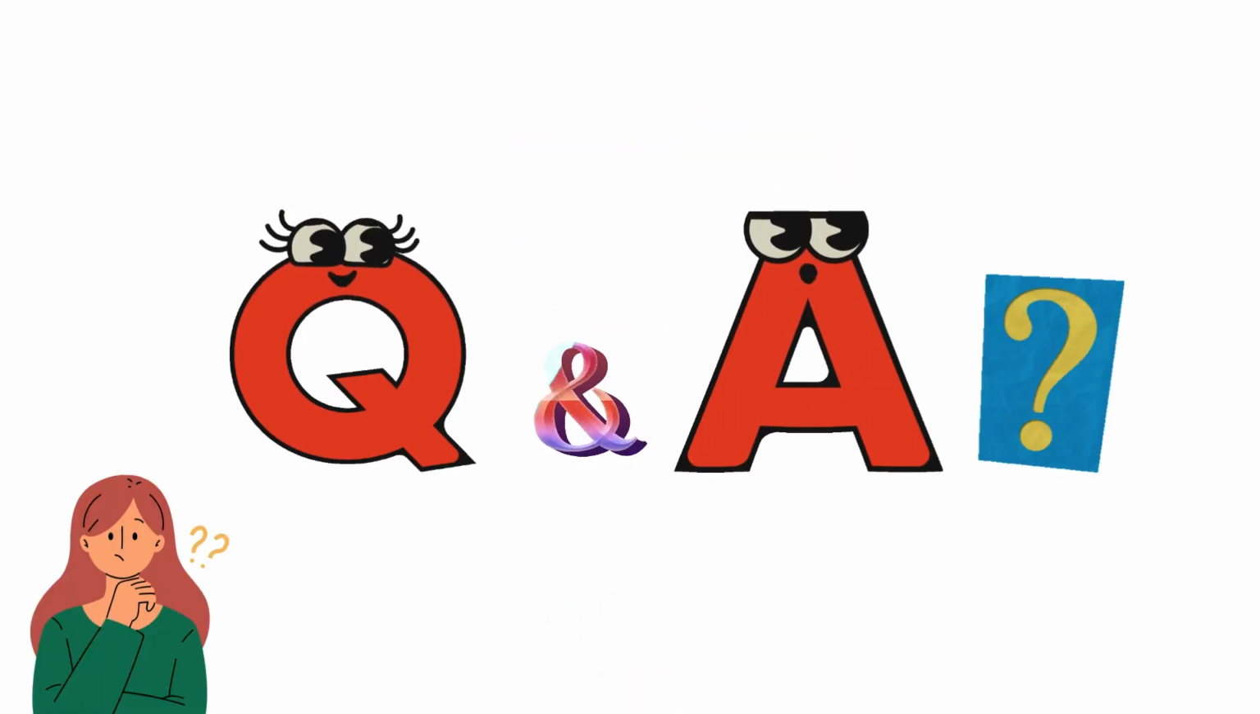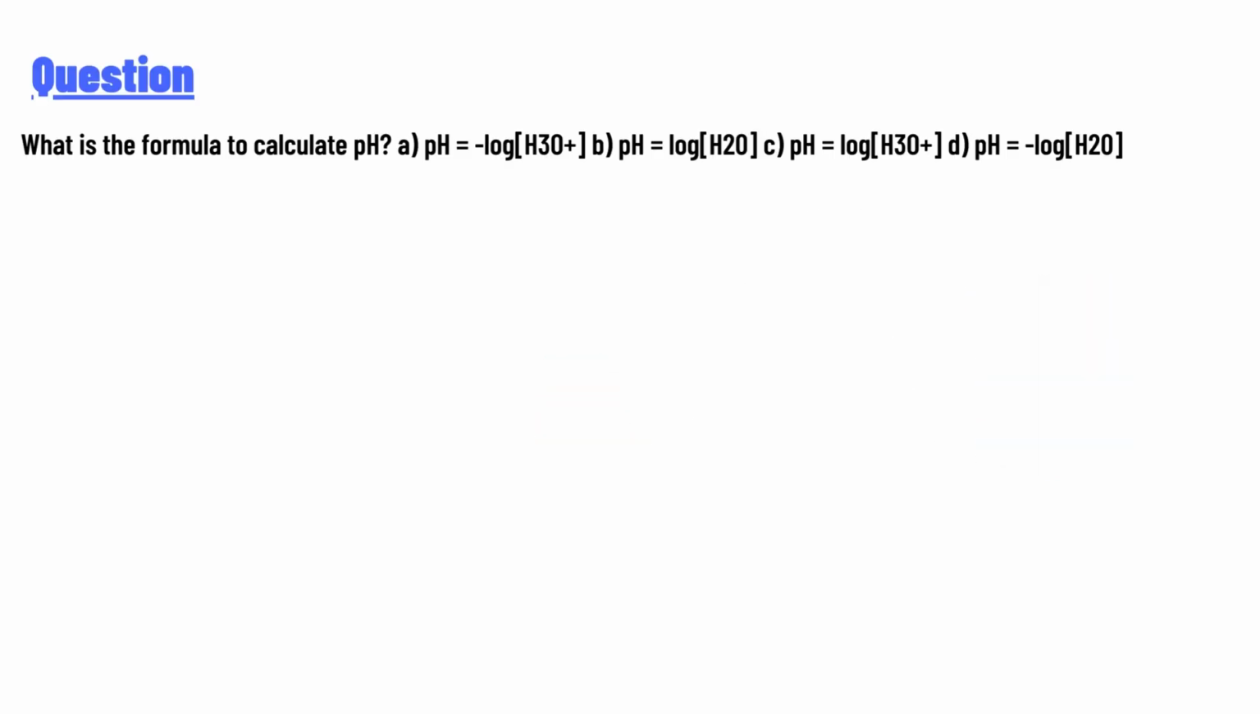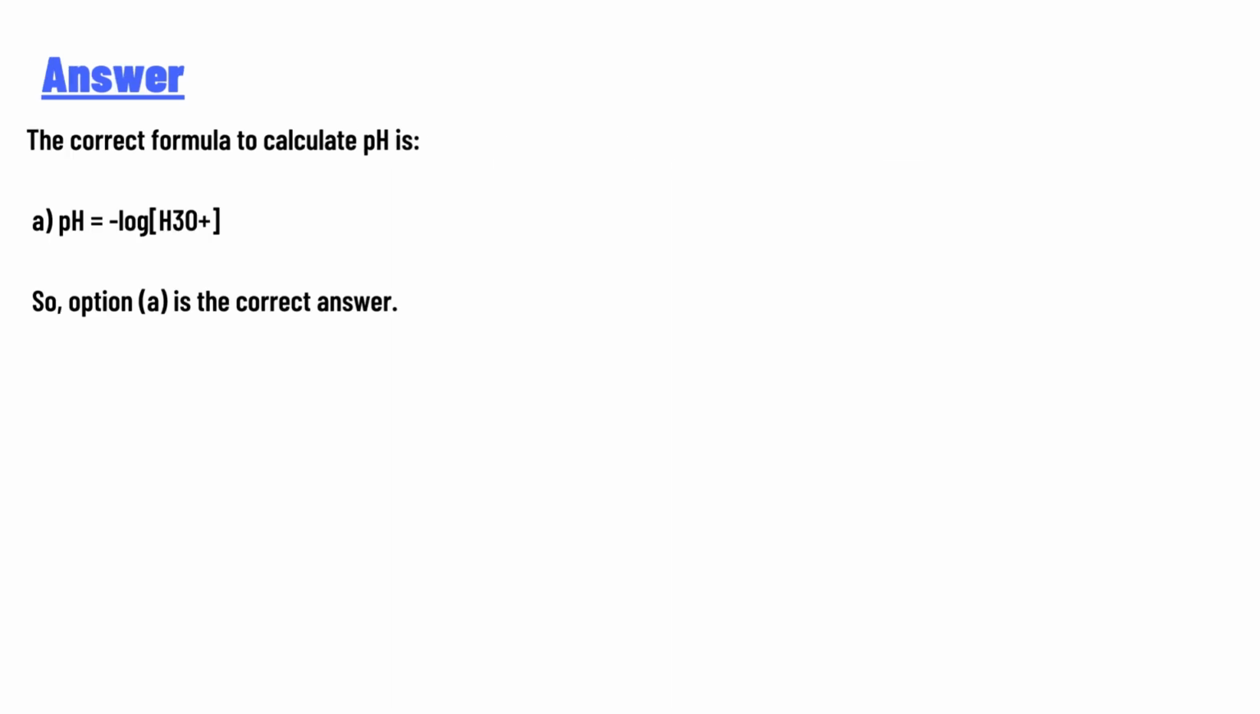So our today's question is, what is the formula to calculate pH? A, pH is equal to minus log H3O plus. B, pH is equal to log H2O. C, pH is equal to log H3O positive. D, pH is equal to minus log H2O. And the answer to the question: the correct formula to calculate pH is equal to minus log H3O positive, so option A is the correct answer.